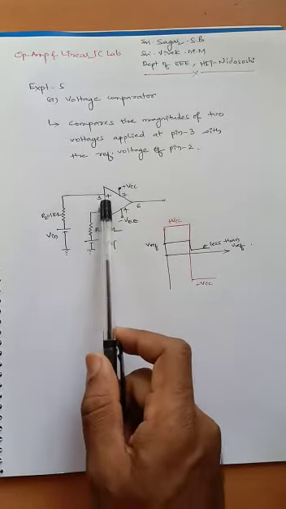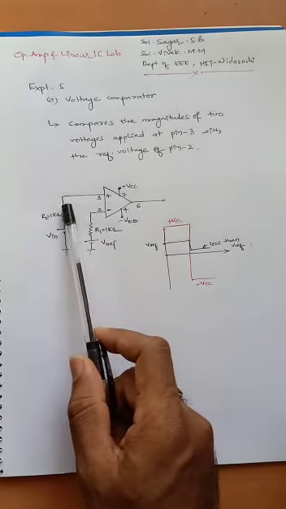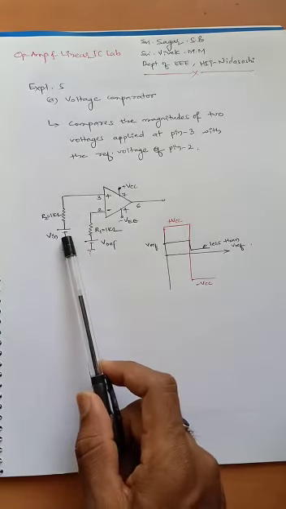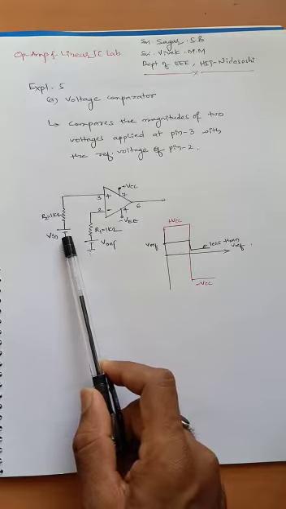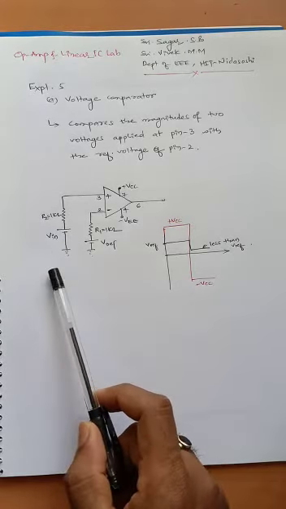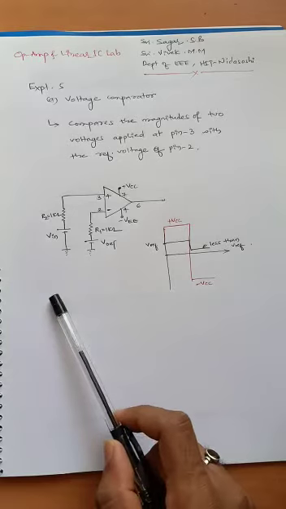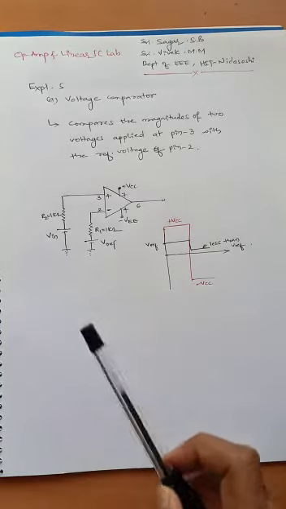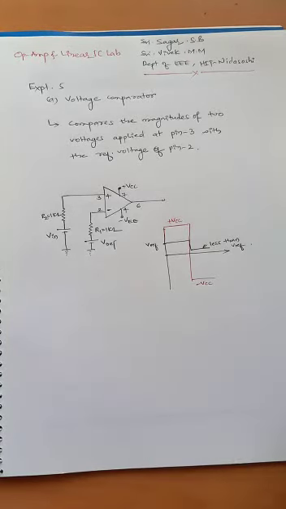Similarly, at pin number 3, non-inverting terminal, we are connecting another DC source, where we will vary the voltage between some ranges. Say for example 0 to 30 volt range, we will use the DC voltage source.